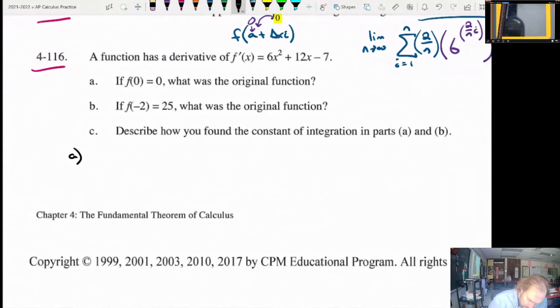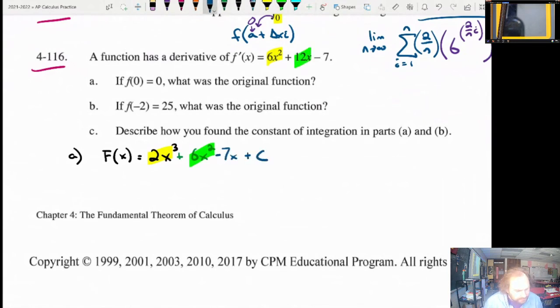Right now, you can tell me that the antiderivative of that function is going to be, let's see, it's got to be x to the third, so 2x to the third. That will give you your 6x squared when you take the derivative, plus 6x squared, because that will give you 12x when you take the derivative, minus 7x plus c. This is the general antiderivative for any function.